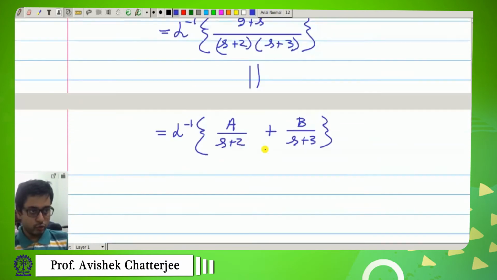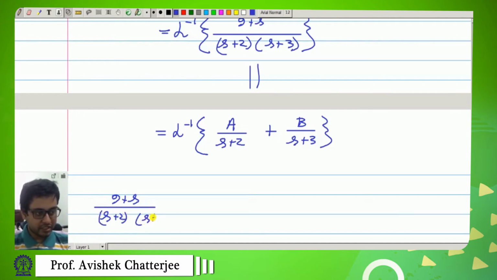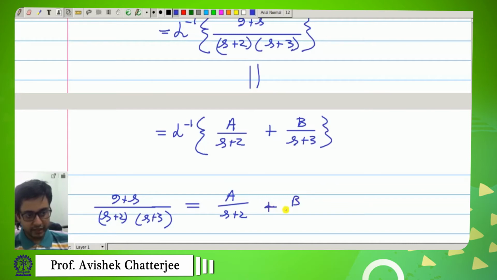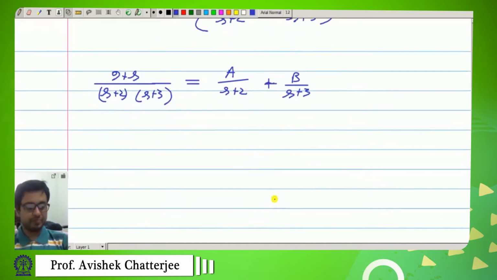Okay, so we want 9 plus s divided by s plus 2, s plus 3 should be equal to a by s plus 2 plus b by s plus 3 for some values of a and b.